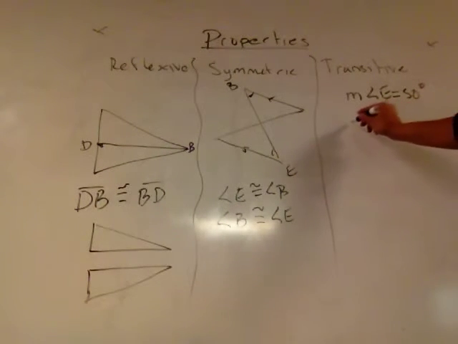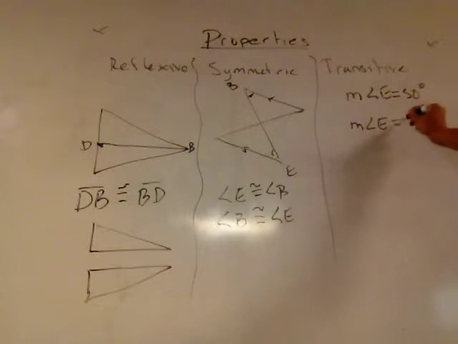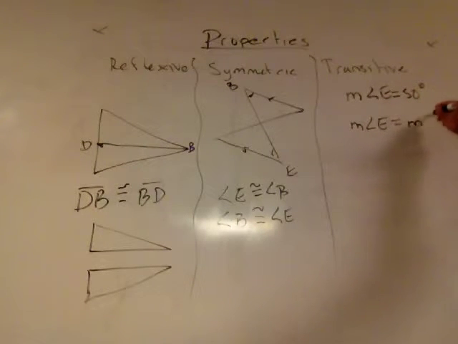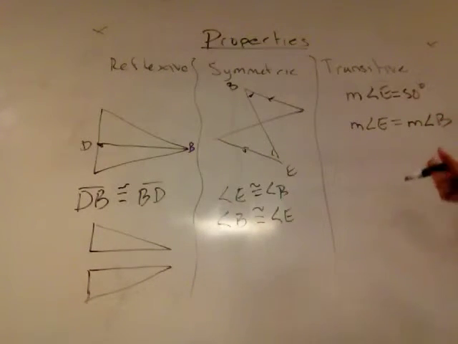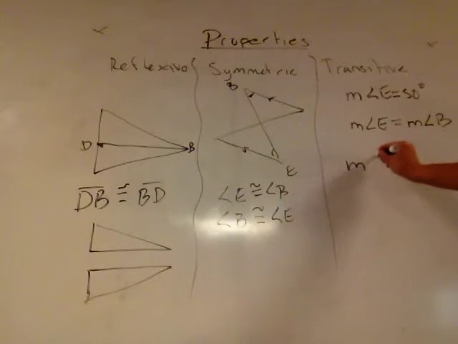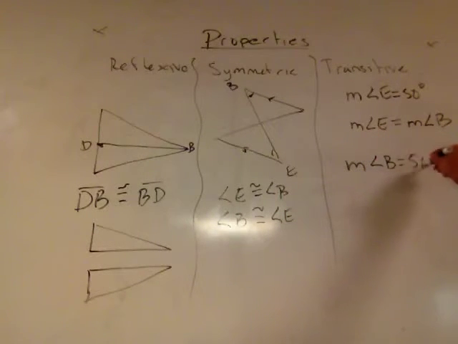So I know this is the case. I also know that angle E is the same as the measure of angle B, because these two pieces are congruent, and that's what it means to be congruent: their measurements are the same. It's kind of like how you guys were doing the equal value method. If this equals E and this equals E, then they both must equal each other. So in other words, the measurement of angle B equals 50 degrees.